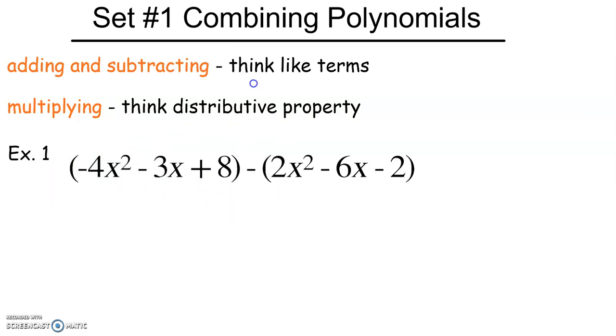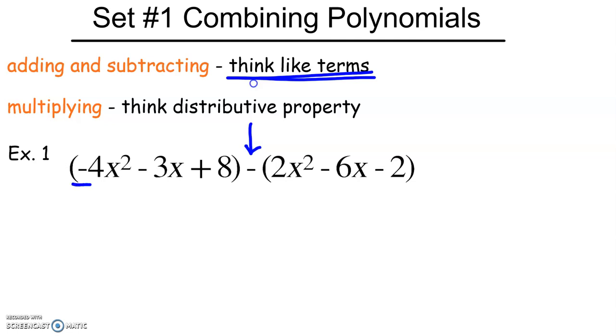When we add or subtract polynomials, we're thinking like terms. Like terms means same variable or variables and same power of those variables. We can only add or subtract like terms. Now, that subtraction right there, that is what we are going to be doing between those like terms.